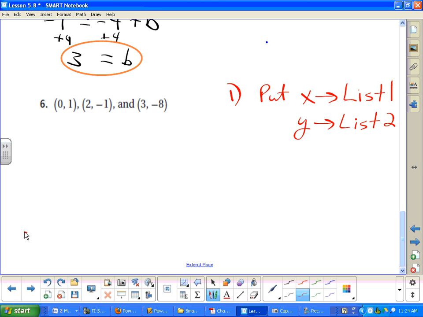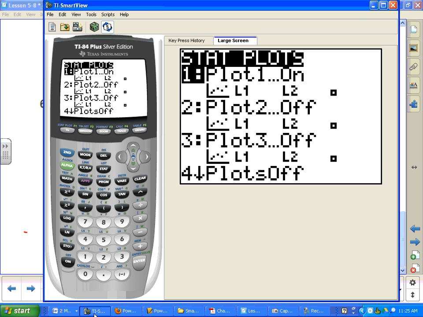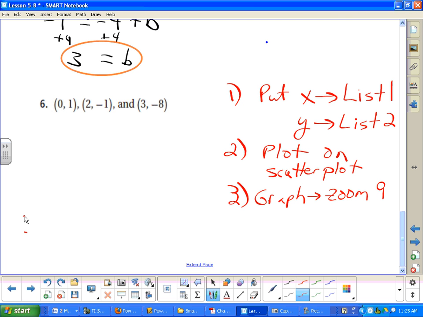So we're going to turn our plot on for a scatter plot, and then graph it by doing zoom stat or zoom 9. And we can see that what that does is it sets our graph so it shows those 3 points. So there it is on the graph.